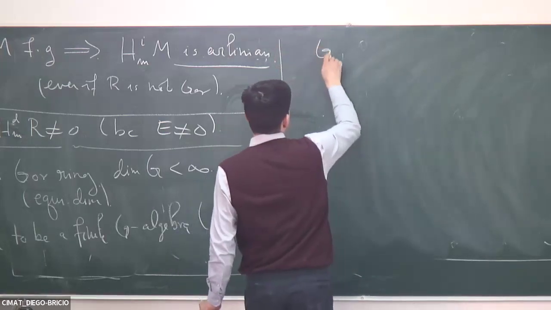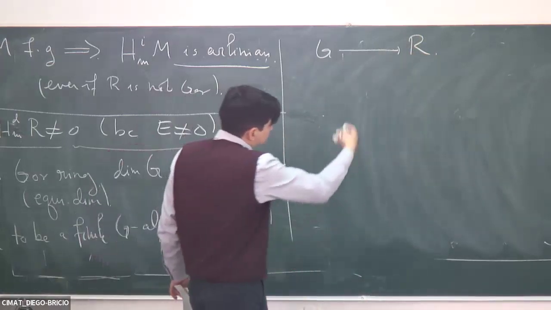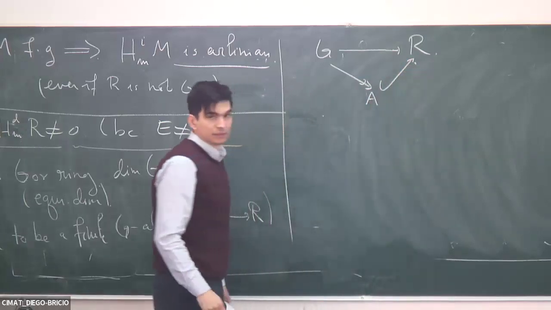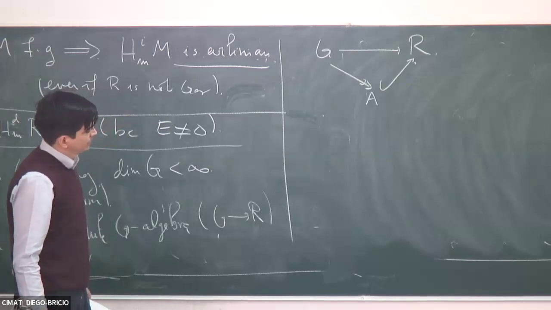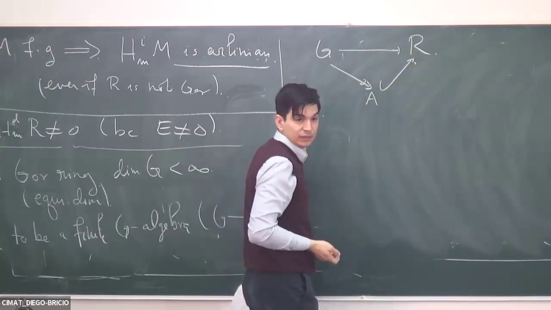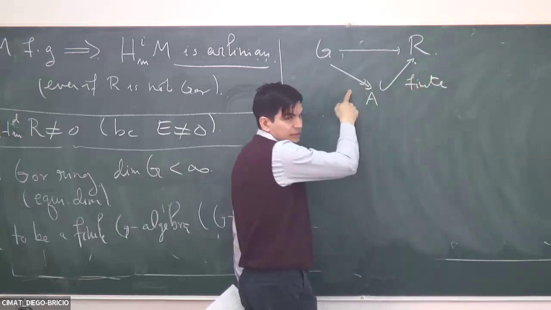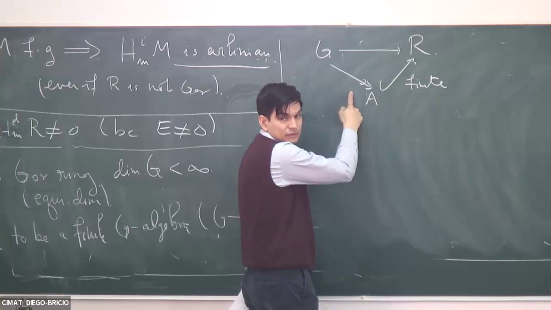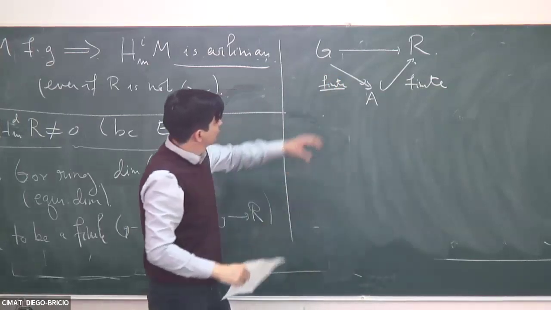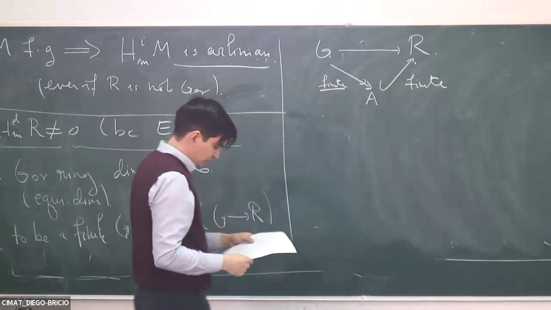So let's look at it. We have G mapping to R, and it may not be injective, but we consider its image A, and that's going to be inside R. If R is finite over G, it has to be finite over A. So this is finite, and this is surjective, so it is finite too. A is cyclic as a G-algebra. So fine. We have this finite map, and we can also decompose it into a closed one and an injective one. Essentially.